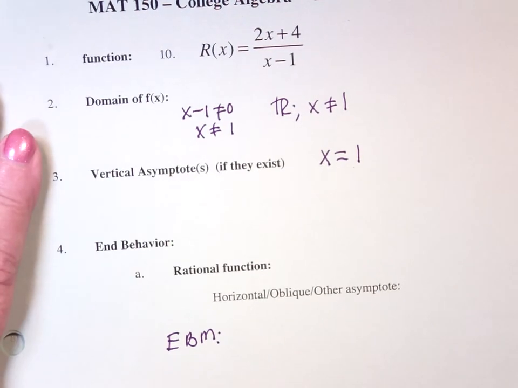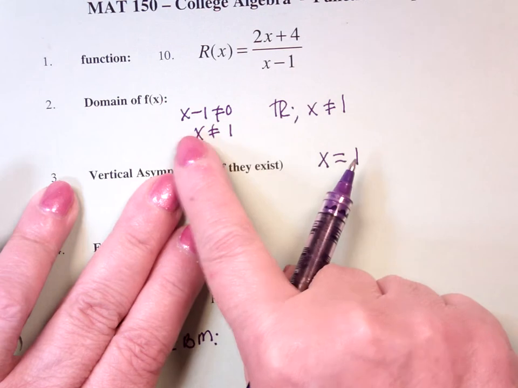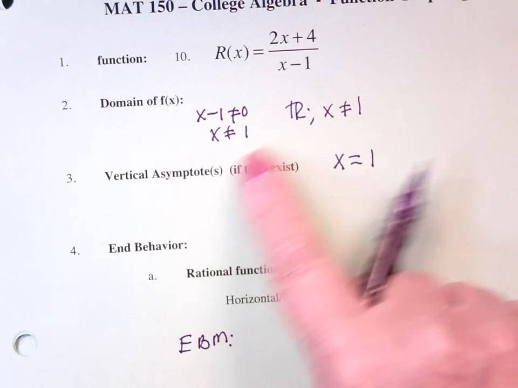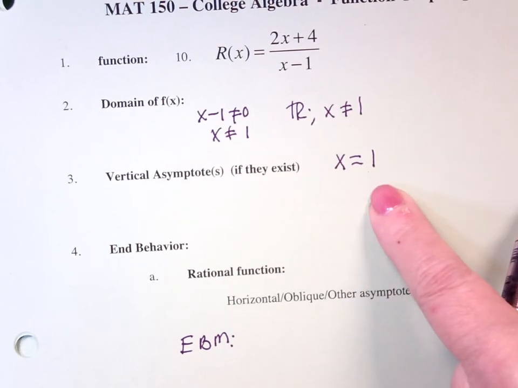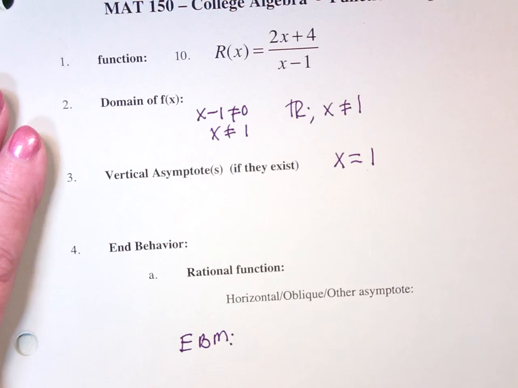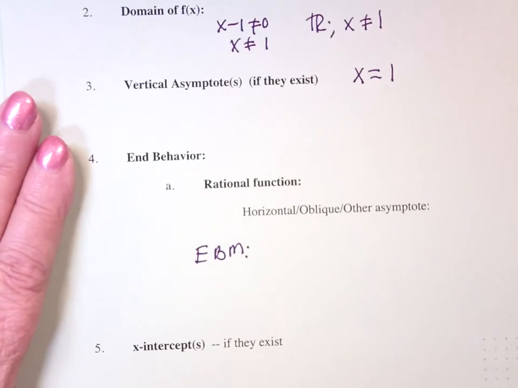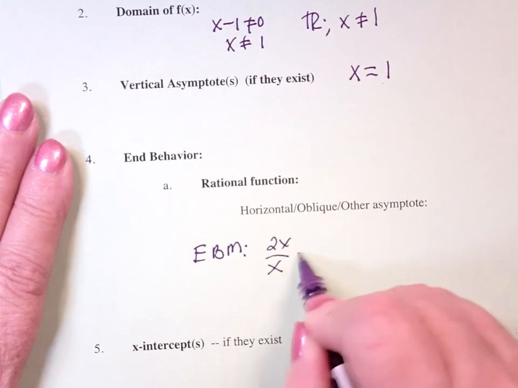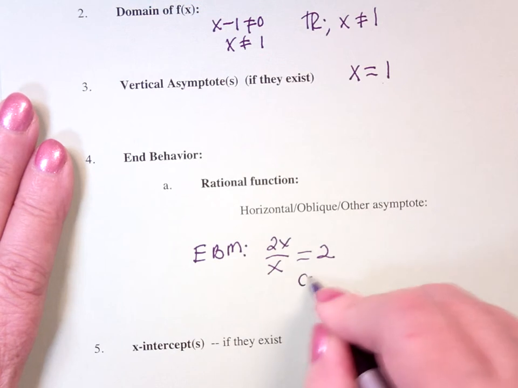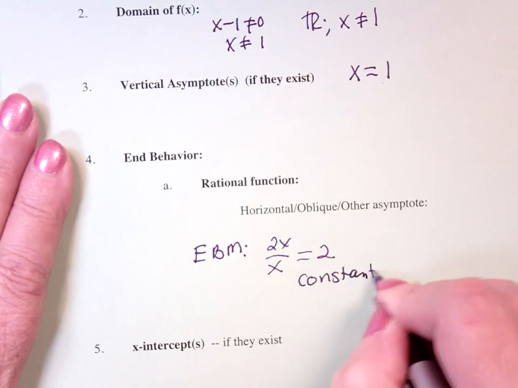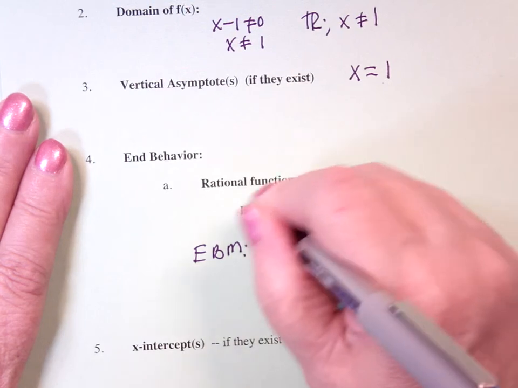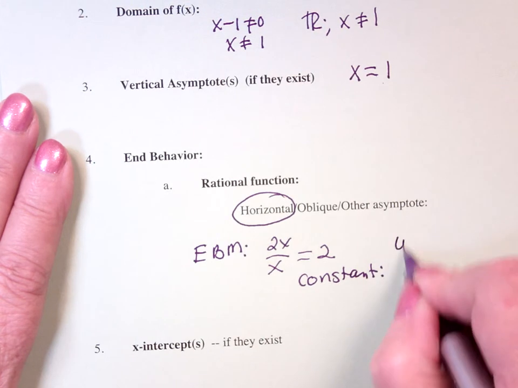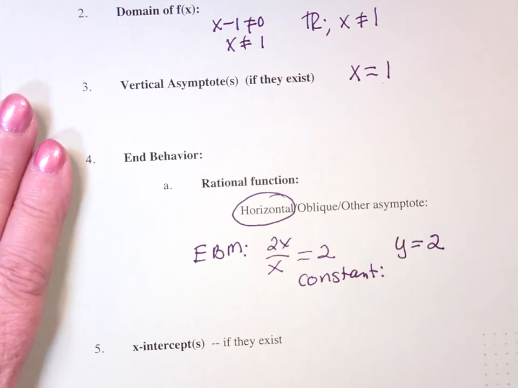Okay. So we found the domain, which means we set the denominator can't be 0. So it's all real numbers except for 1. That means the vertical asymptote is x equals 1. We then go after the end behavior model. End behavior model is the quotient of the highest powers. It's 2x over x, which is 2. This is a constant, and that means it's horizontal. And because it is a number, the actual asymptote is y equals 2.